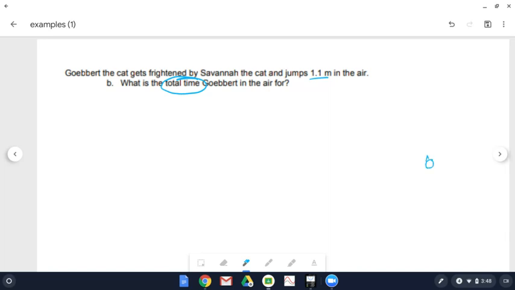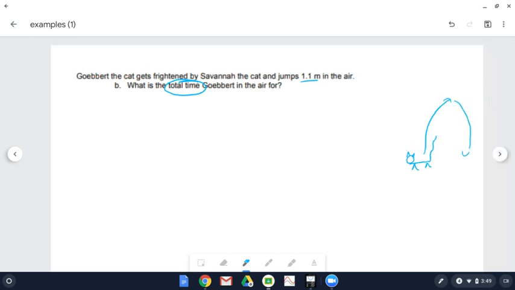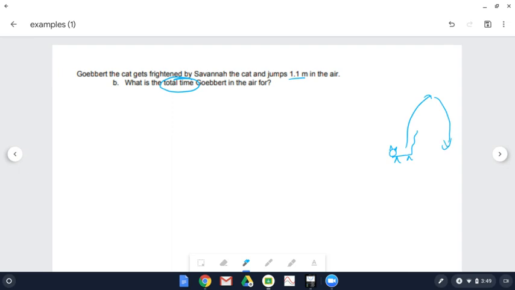We have the cat right here. Here's Gobert. Super long tail for him. He's jumping up into the air, and then eventually he will fall back down. Well, what we know is he will have some max height. This is our delta x. It's 1.1 meters. And we do know all the way at the top here, our final velocity is 0.